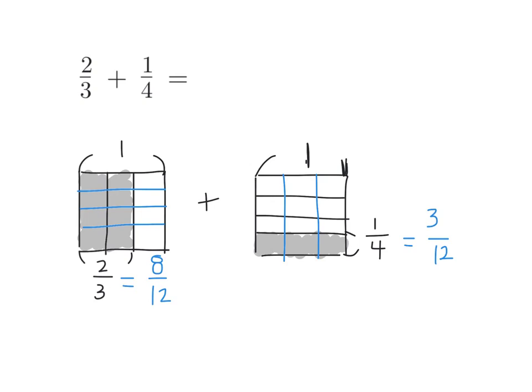Did I change anything about my drawings besides adding extra lines? No. Okay, so how can I rewrite this problem using like denominators? 2/3 plus 1/4 is equal to, Nadav? 8/12 and 3/12. 8/12 plus 3/12. Good. Now do I have like units? Yeah. Now my units are 12. So I have 8/12 and I want to add 3 more 12s. How many 12s do I have altogether? 11. So therefore, 2/3 plus 1/4 is equal to 11/12. Good.